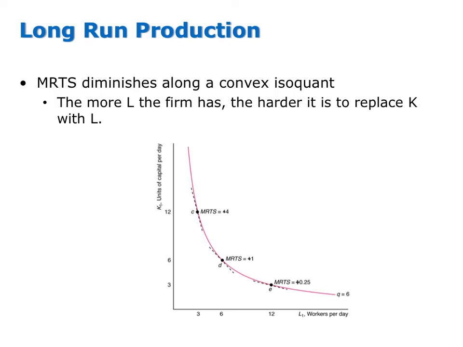Note that the MRTS diminishes or decreases along a convex isoquant. That is, as the firm moves from C to D to E, the slope in absolute value gets smaller and smaller. We see then that the more labor a firm uses or has, the harder and harder it becomes to replace capital with labor.